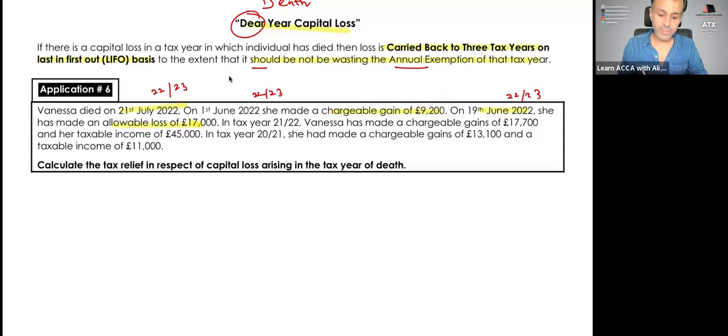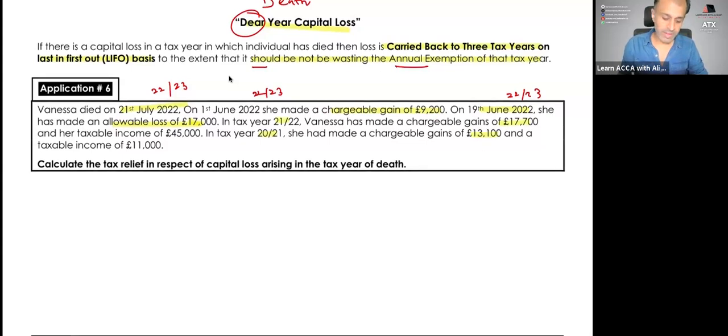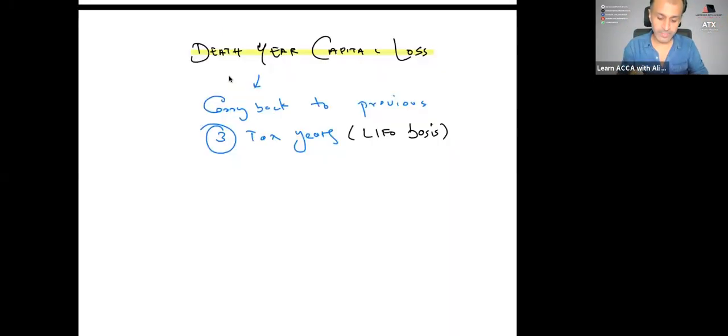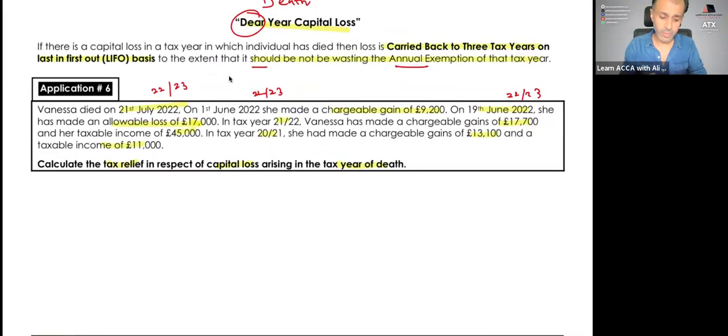And then they're providing us with the data of previous tax years, and you can understand the reason why, so that we can possibly carry the loss back. To 21-22, the gains are provided. 2021, the gains are provided. Taxable incomes are also provided. Calculate the tax relief in respect of the capital loss in the tax year of death. So better we go and organize a columnar approach where I can write down all the columns 2021, 21-22, and 22-23. Application 6 is what we are attempting.